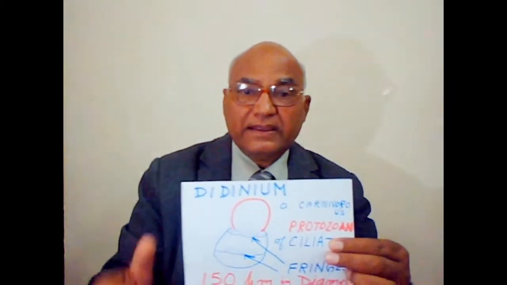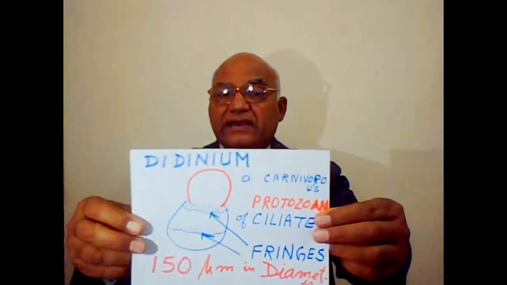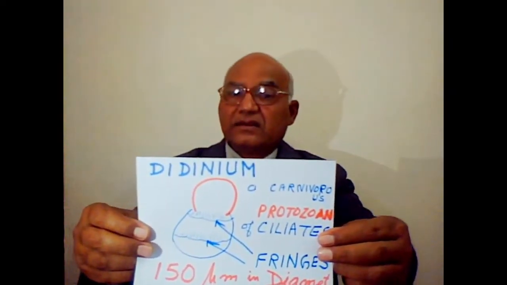The Didinium is a carnivorous protozoan of the ciliates. It has got two layers of cilia or fringes, is about 150 micrometers in diameter, and it is engulfing another protozoan.